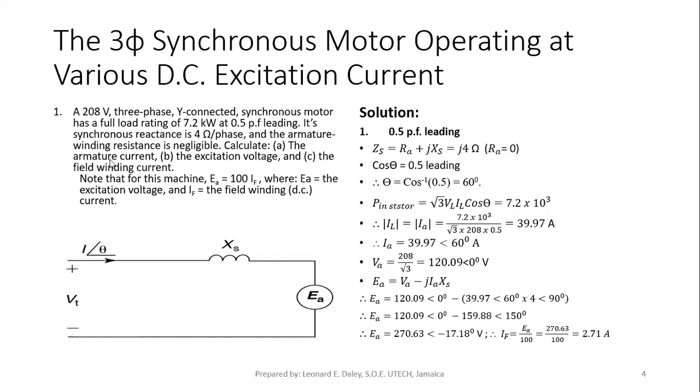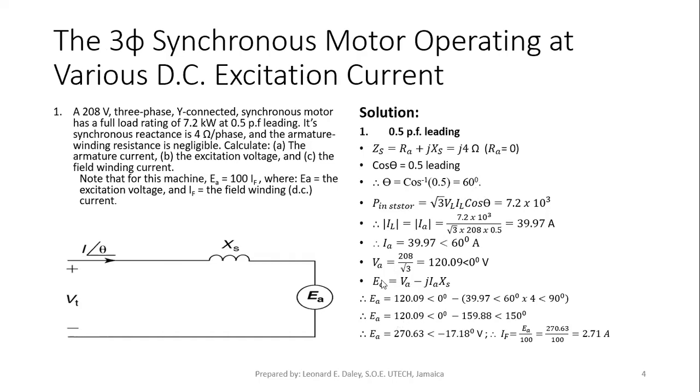All right, so we're asked to find the armature current, so you know that the input power to the stator would be coming in here, and this would be the armature current. So you can use this formula, that the input power to the stator is 7.2 times 10 to the 3 watts. Doing the calculation, IA works out to be 39.97, and the angle associated with it would be 60 degrees.